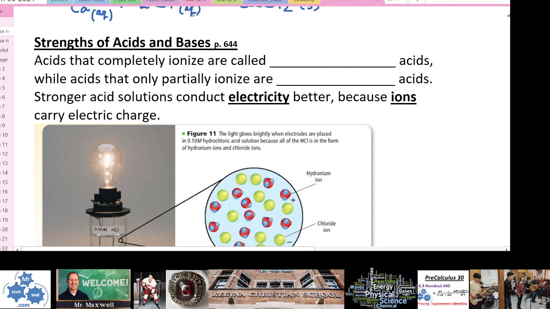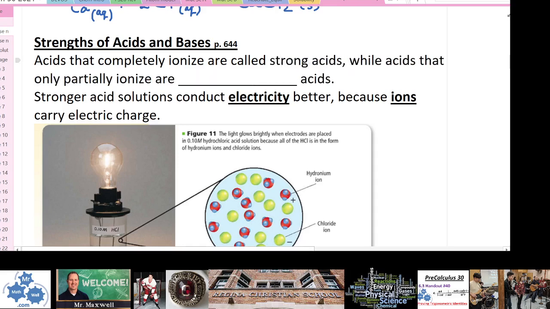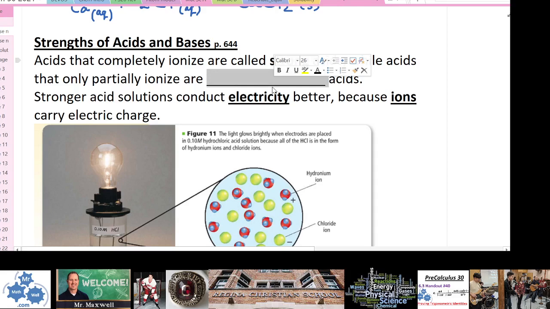Oh, and I have blanks here. Why do I have blanks here? I don't know. Okay. Are called what kind of acids? Help me out. What do you think would go in here? Strong is correct. Yes, strong acids. Okay, good. While acids that only partially ionize are called weak acids. Yeah, very good.